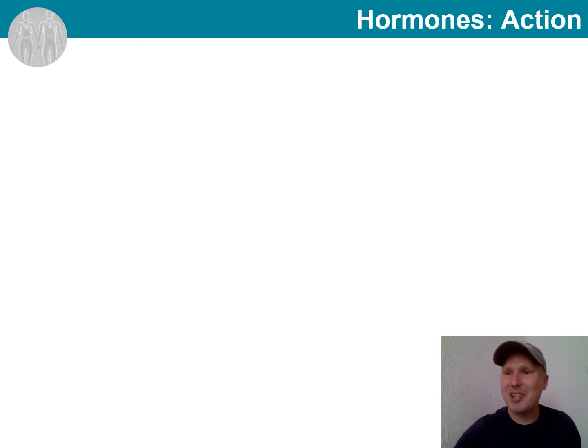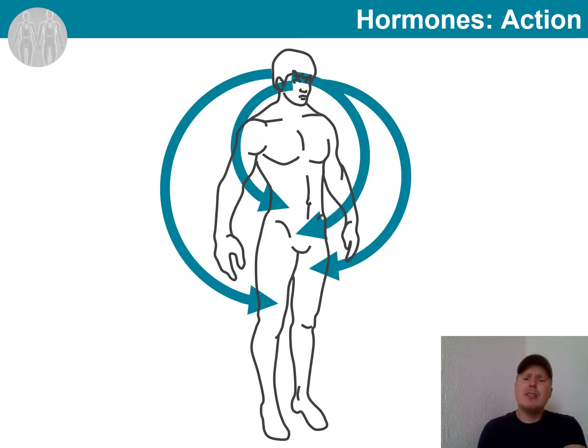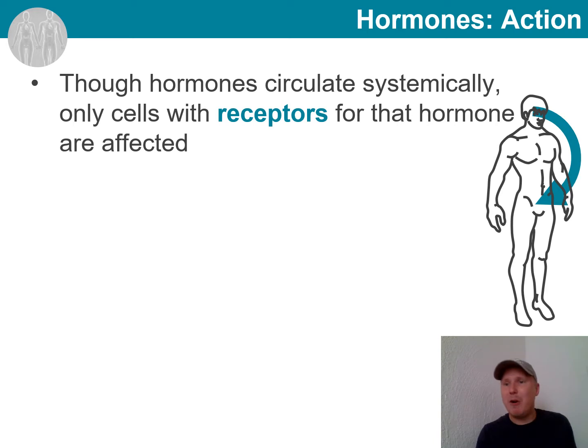Let's look at the actions of hormones in a little more detail. So, have you ever wondered about this? Since hormones are passed through the bloodstream to everywhere in the body, how come we do not see these hormones' effects and the changes that they cause everywhere in the body? Well, you might not have thought about it, but I certainly have. It is because only the cells with receptors for that hormone will be affected.